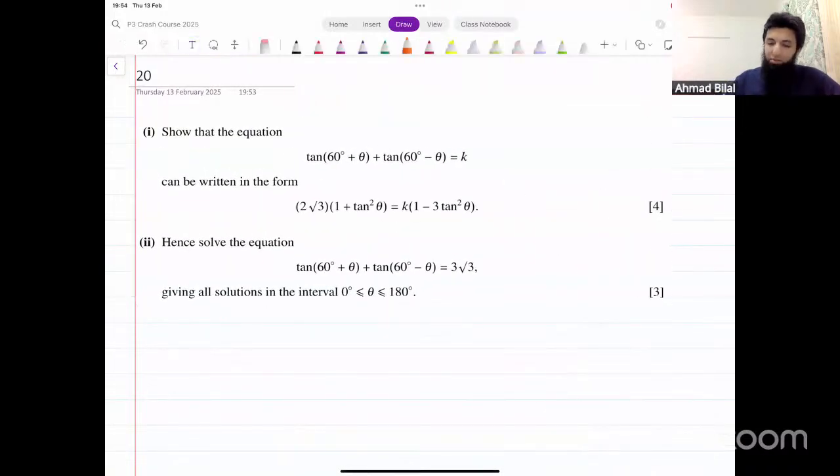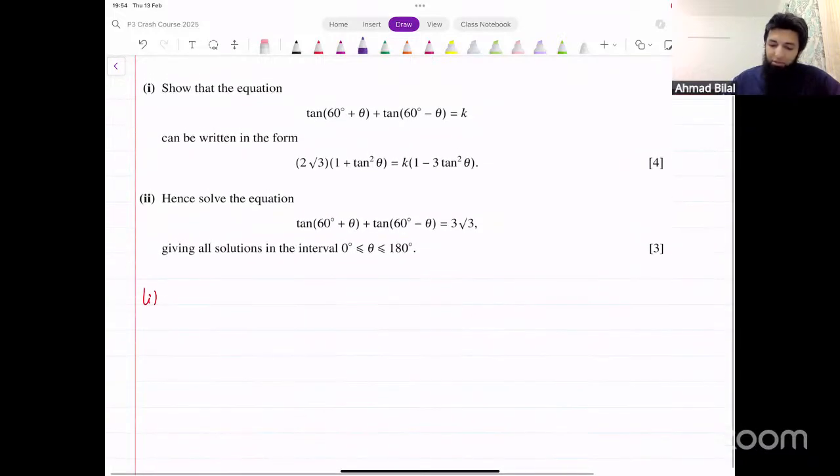Okay, question number 20 from the worksheet. Let's try this. It says, show that this equation can be written in this form: tan of (60 plus theta) plus tan of (60 minus theta) equals k. So we have to use compound angle identities for tan, right? What are the compound angle identities for tan?